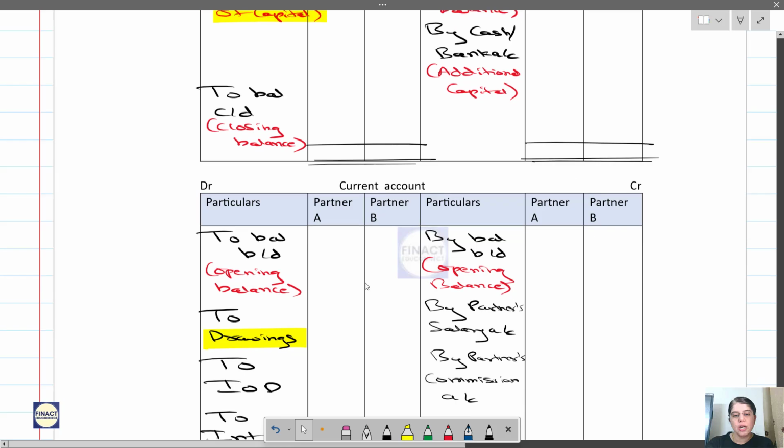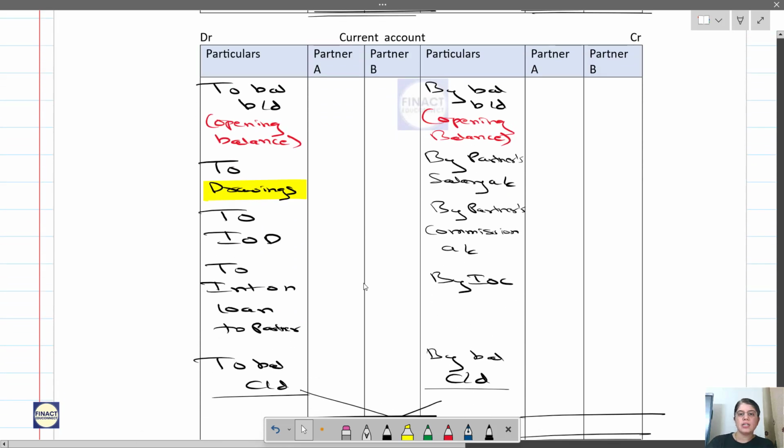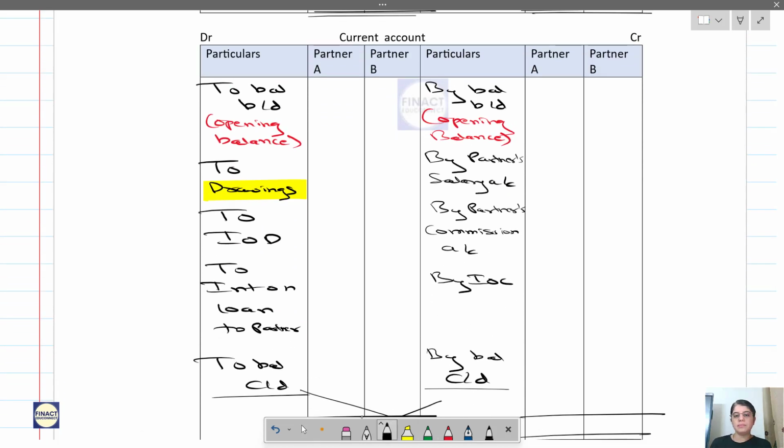Done. So now tell me, have we covered all the transactions over here, or is anything missing? Just think and tell me. Yes. So the profit of the firm needs to be distributed to the partners. So if there is a profit, you will be giving it to partners, so it will come on the credit side. So we will write by P&L appropriation account for profit.